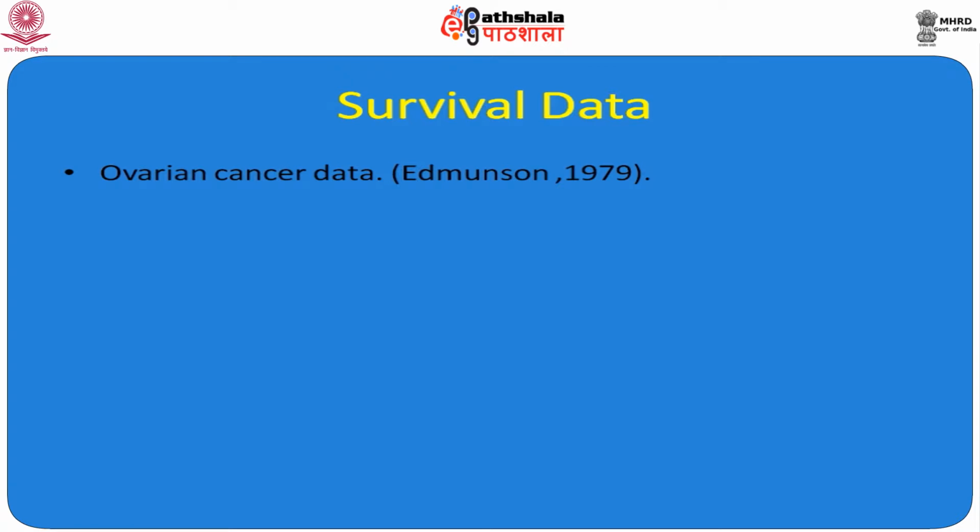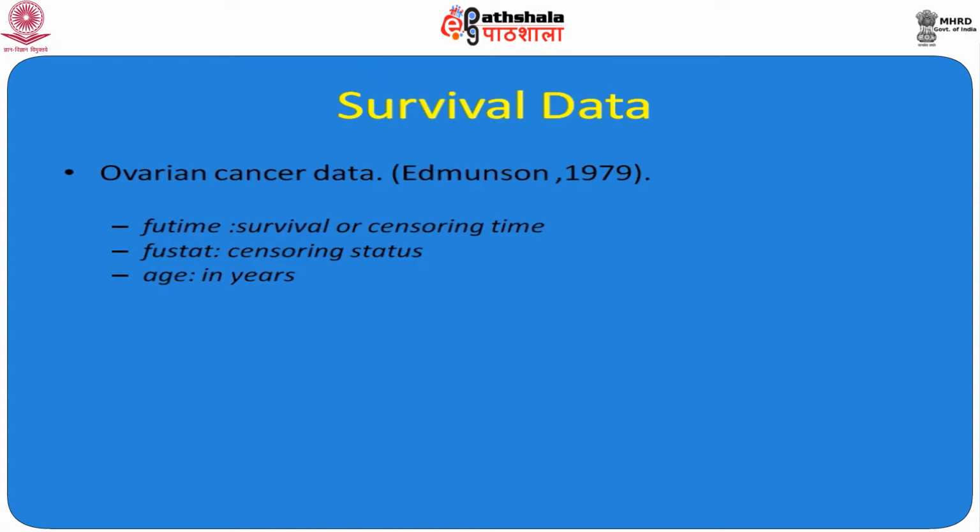This is survival data taken from the Edmondson 1979 paper on ovarian cancer data. The first variable, FU time, is basically the survival or censoring time observed for each individual. Now the FU stat is the censoring status of those patients, given as 1 and 2: if they are censored it is given as 1, if they are not censored it is given as 2. Now the age in years of each patient is considered here.